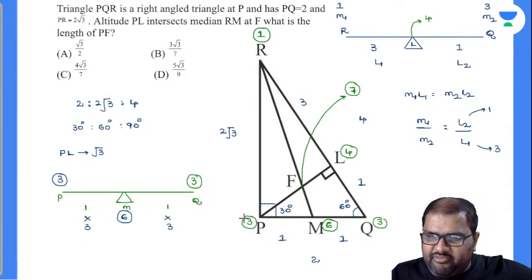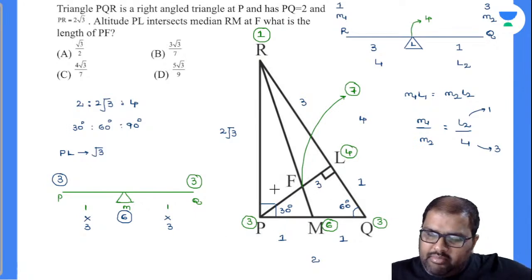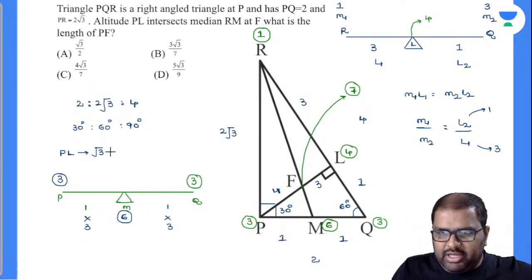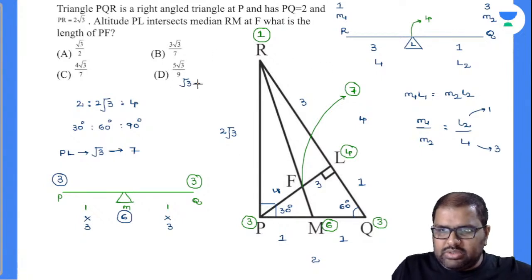Now see, if I keep weight 3 here, how much must be the length at FL? 3. If I keep weight 4 at L, my PF length will be how much? 4. And my answer is done. And you closely observe there, PL value is root 3 and PL value is nothing but given as 7. 4 plus 3, 7. So see here, root 3 value is equal to 7.